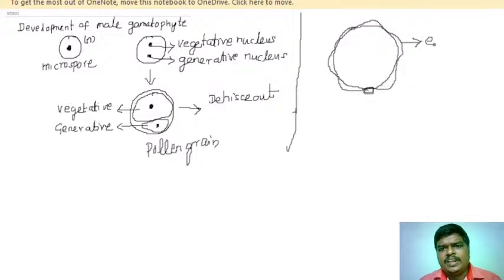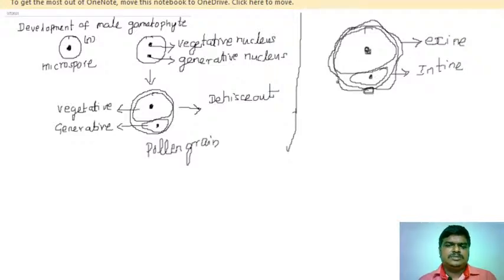The outer layer is called exine, and the inner layer is called intine, and then a large vegetative cell and a small generative cell will be there. So now the pollen is released out. Now what will happen here? The further development takes place after pollination.